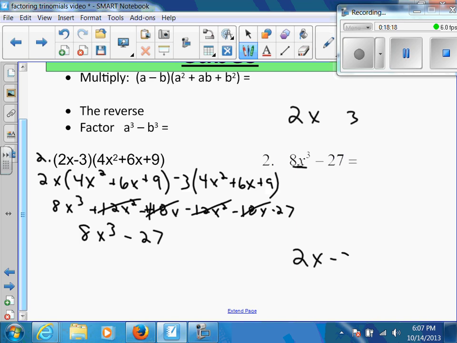The next thing I do is take the first term in the binomial and square it. 2 squared is 4, x squared is x squared. Now I'm going to take the two terms and multiply them together. 2x times 3, 6x. Kept the sign the same. Now I need to switch the sign. And then the last term is going to be taking the second term in the binomial and squaring it. And then the operation is always positive in the second.